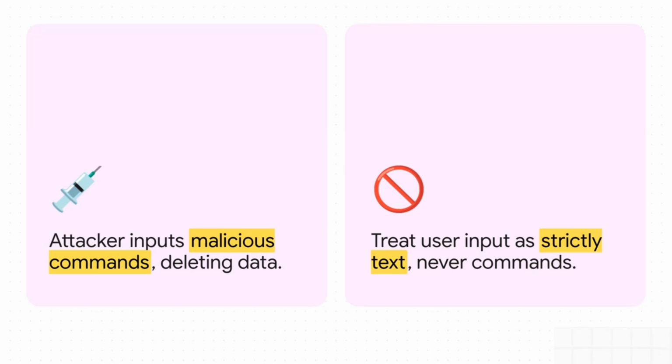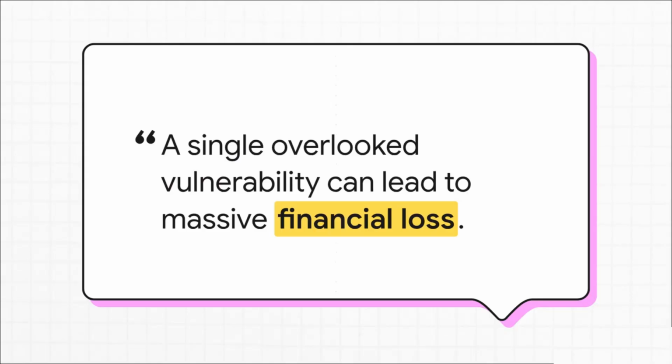The fix? We must architect our apps to treat all untrusted user inputs strictly as text, never, ever as executable commands. Which brings us to this really stark realization. A single overlooked vulnerability can lead to data breaches, massive financial loss, and a complete destruction of user trust. As executives, we have to recognize that these aren't just abstract IT bugs for the engineering team to stress over. No, these are massive, immediate business liabilities.